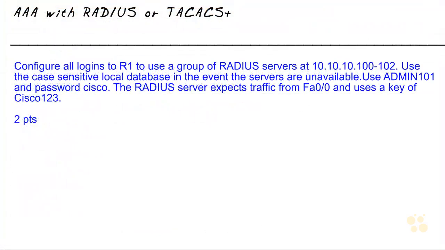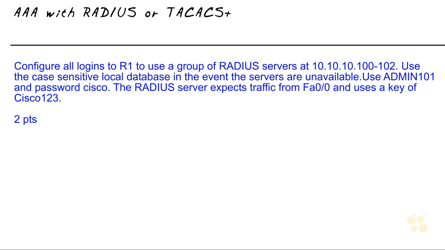So let's have some fun with this demonstration. Let's sit down at our exam and we get the following task. Configure all logins to R1 to use a group of Radius servers at 10.10.10.100 through 102. Use the case-sensitive local database in the event the servers are unavailable. Use admin101 and password Cisco. The Radius server expects traffic from the FastEthernet 0/0 interface and uses a key of Cisco123.